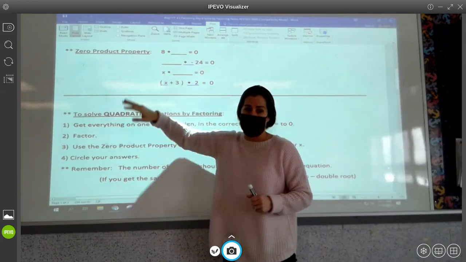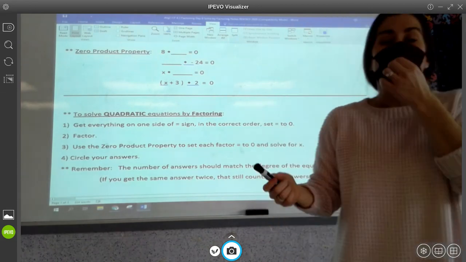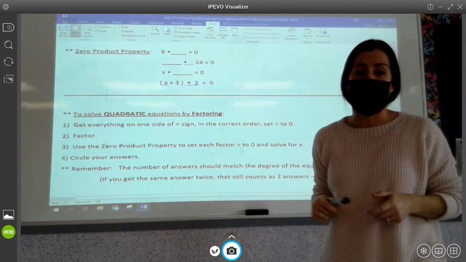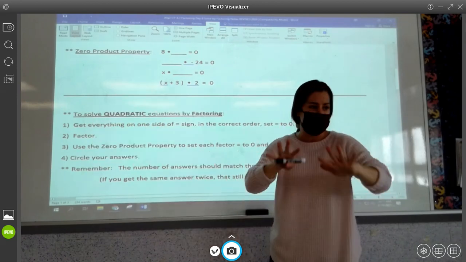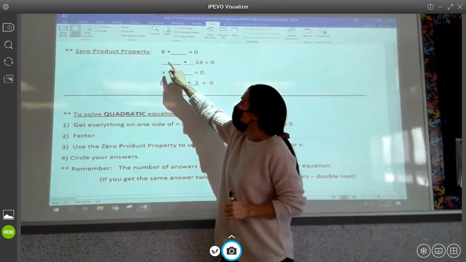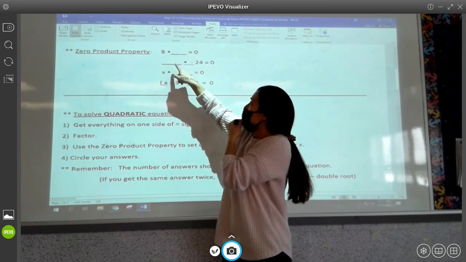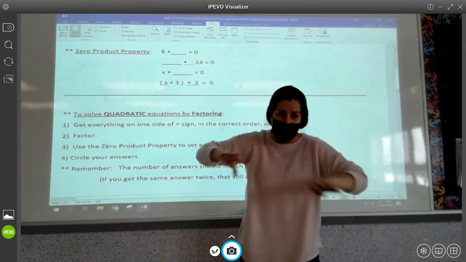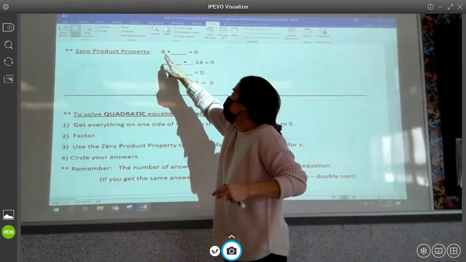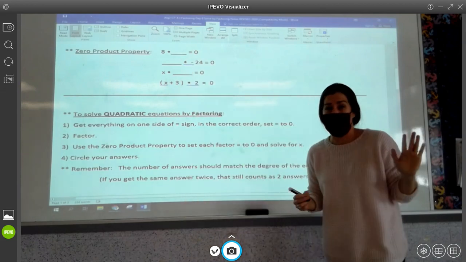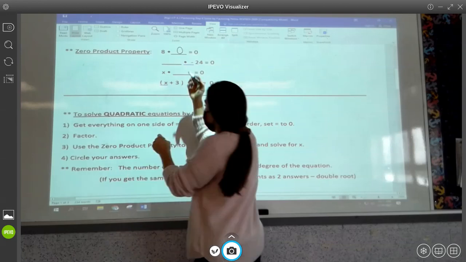All right, so guys, when we solve a quadratic equation by factoring, we're going to use the zero product property. This is what factoring is going to do. By breaking it up into pieces that multiply, it's going to allow us to use the zero product property. And the zero product property says this. I'm going to pause and let you guys think about this. If I told you 8 times something equals 0, does anybody know what that something has to be? What does that missing piece have to be in order for 8 times it to equal 0? Anybody know? It's got to be 0. The missing piece has to be 0.